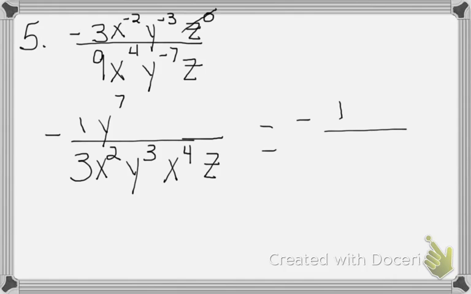Carry over the negative 1/3. My x's are both in the bottom, so I'm going to multiply by adding and get x to the 6th. Y to the 7th divided by y to the 3rd is y to the 4th, and it goes up top, and then z stays in the bottom.